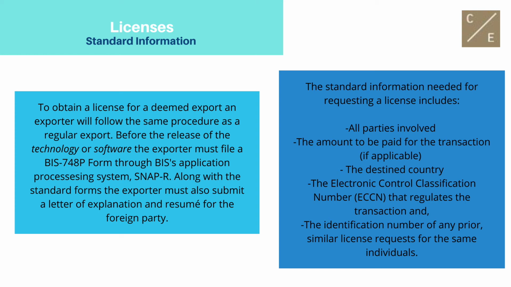The standard information needed for requesting a license includes information about all parties involved, the amount to be paid in the transaction, if applicable, the destined country, the Electronic Control Classification Number, which is the ECCN, that regulates the transaction, and the identification number of any prior or similar license requests for the same individuals.